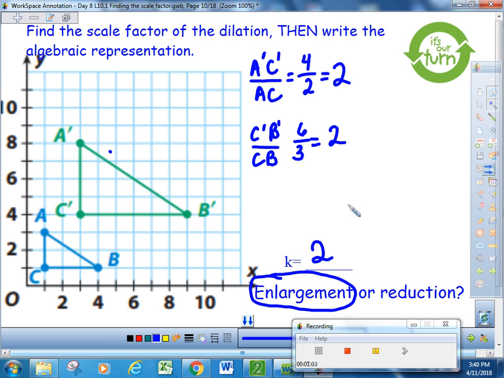And then we're going to write our algebraic representation. So that's going to be (x, y) becomes (2x, 2y).